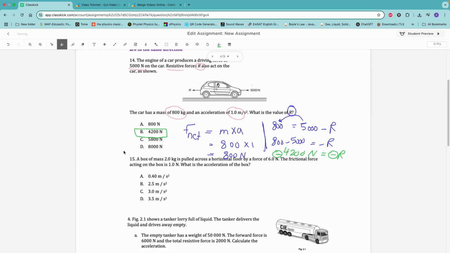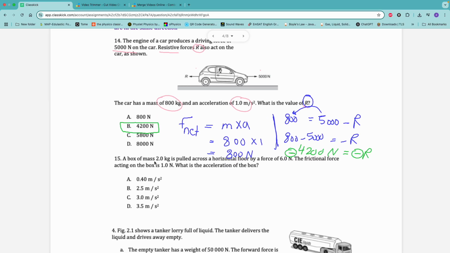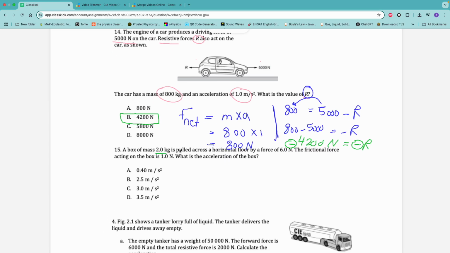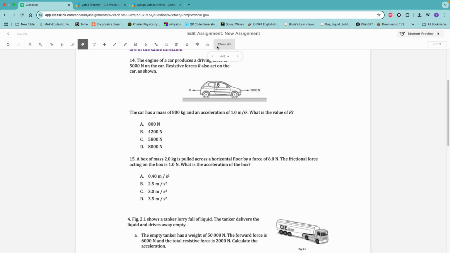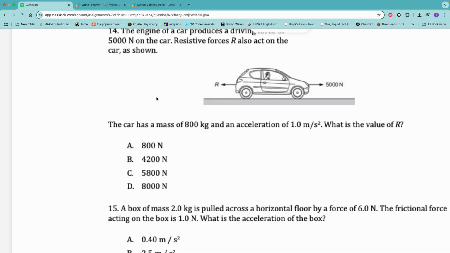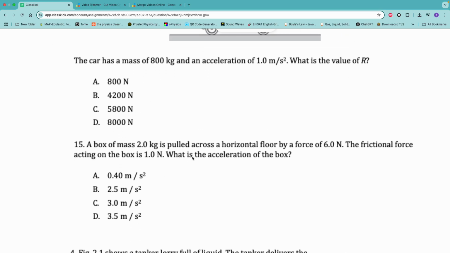Next, a box of mass 2 kilograms is pulled across a horizontal floor by a force of, so we have information about mass and about force. The friction force acting on the box is 1. So what is the acceleration?